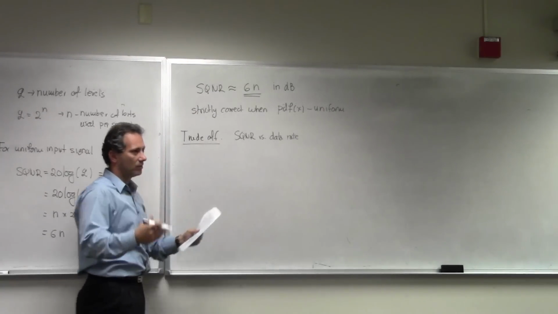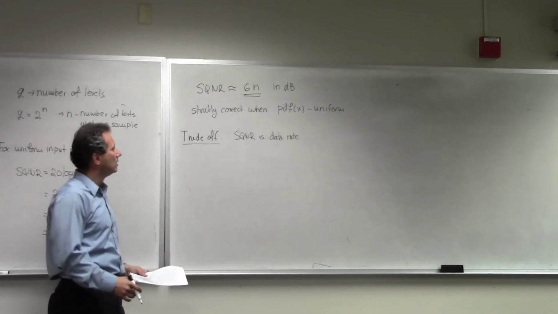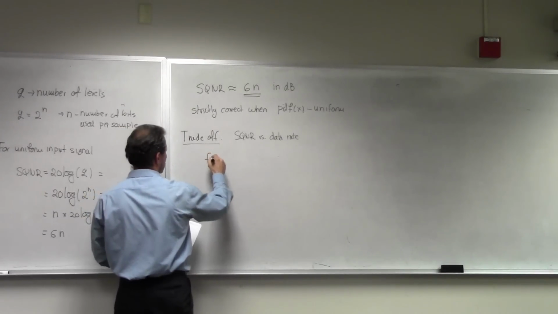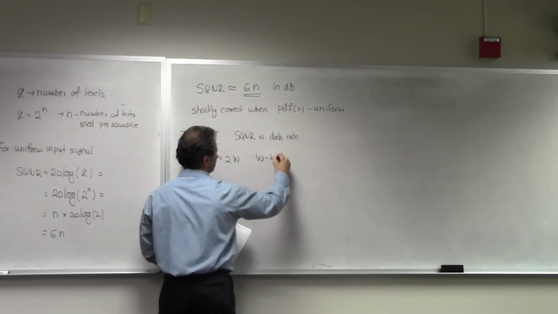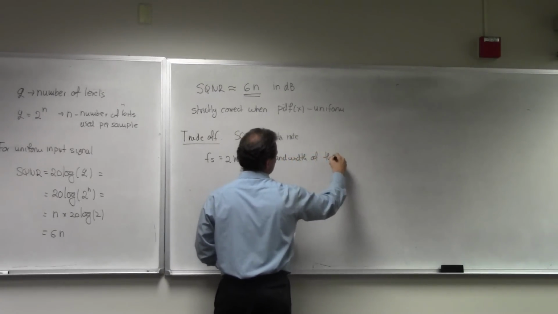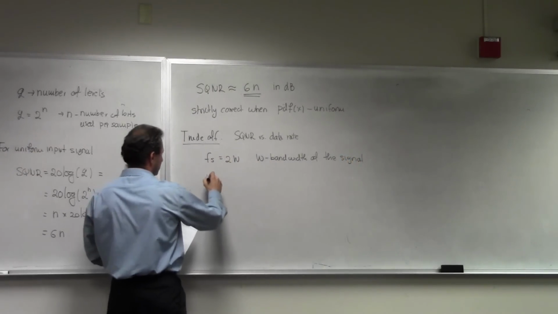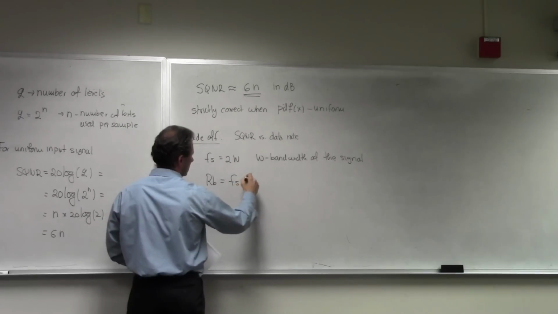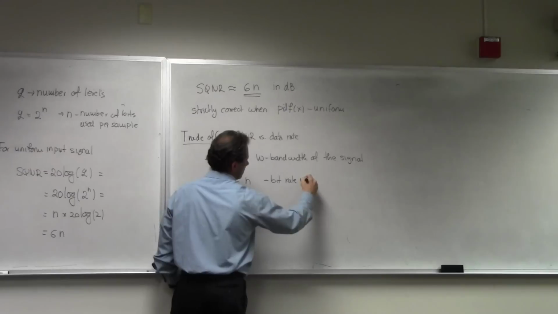Let's go back and look at what this means practically from our sampling and quantization, going back to both domains, looking at both time and amplitude. Let's say our signal is band limited, so Fs is equal to W, where W is the bandwidth of the signal. Then your bit rate is going to be whatever you're sampling at times n. So this is the bit rate used to represent the signal.